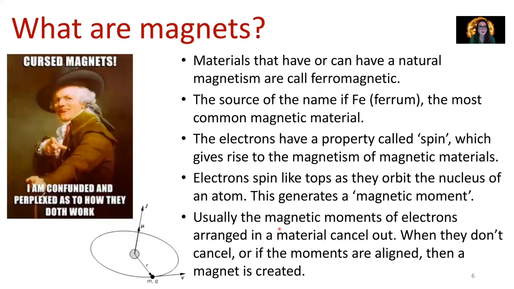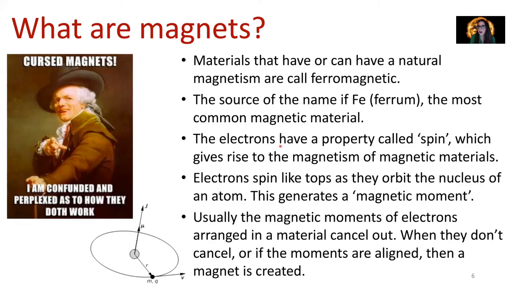What are magnets anyway? And I was inspired by our meme discussion to put a little meme in here about magnets, because they do appear to be magic. Materials that have or can have a natural magnetism are called ferromagnetic. The source of this name is Fe, ferrum, which is the most common magnetic material. So ferrum is iron, it's kind of the Latin name.